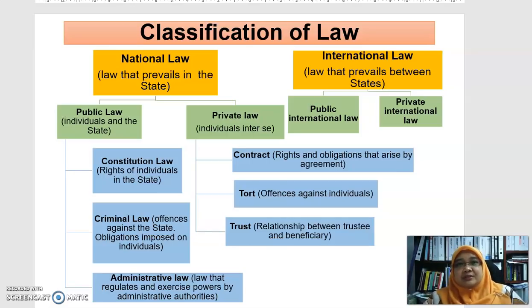For example, the case of Pulau Batu Putih, whereby both Malaysia and Singapore are claiming rights over the property, as well as private international law, where a person from Malaysia marries another person in another country, and there are claims over the custody of the children and the property of the spouses. So these are the things that you're going to discuss if you learn international law.